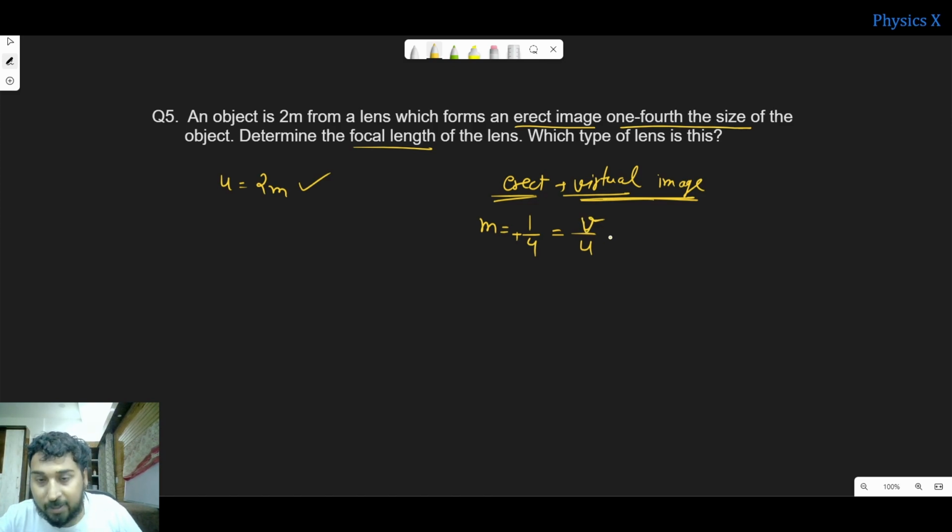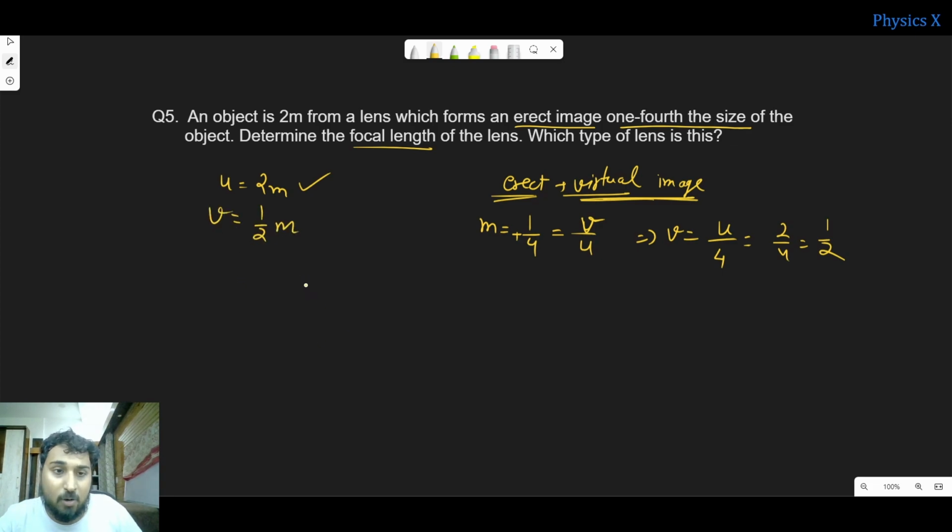For a mirror, magnification will be minus v by u. For a lens it is v by u. So we know the value of u, so from here v will be u by 4. So this is equal to 2 by 4, which is 1 by 2. Right? So v is equal to 1 by 2 meter.